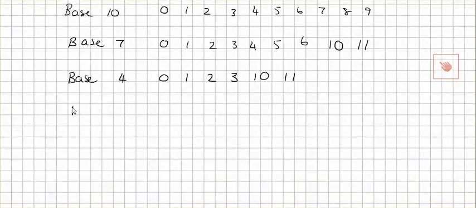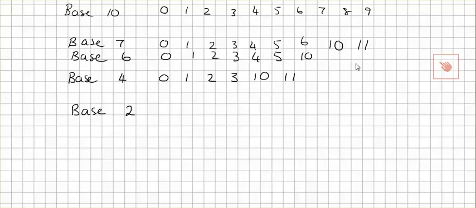And then, of course, base 2. We can do base 6 too. Base 6 is 0, 1, 2, 3, 4, 5, then 1, 0, 1, 1, and so on. Base 2 would be 0, 1, then 1, 0, 1, 1, 1, 0, 0, and so on.